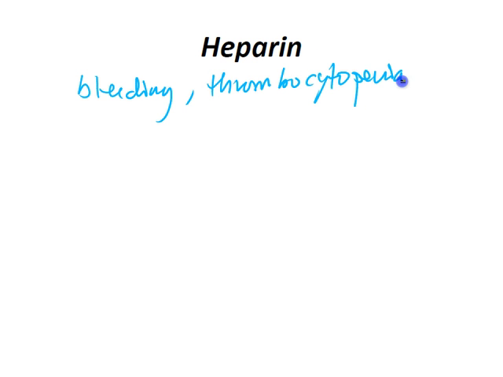Heparin. We all know the treatment for heparin. So if I overdose you with heparin, what are your signs going to be? You're going to be bleeding. How about thrombocytopenia? Sure, why not? What do you give to treat heparin? Protamine sulfate.